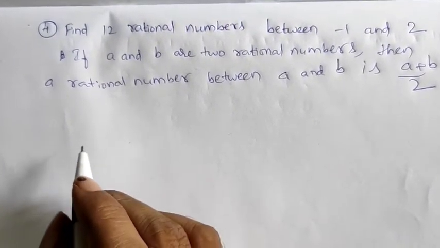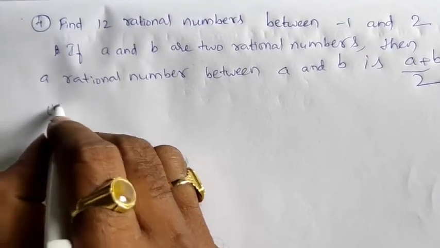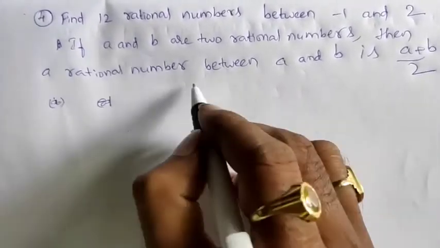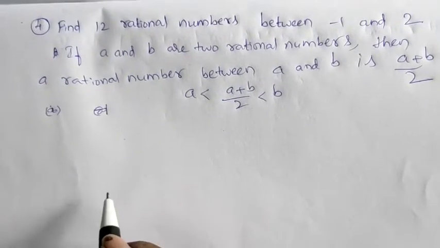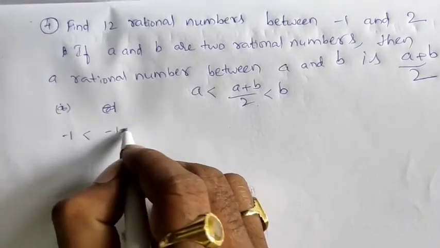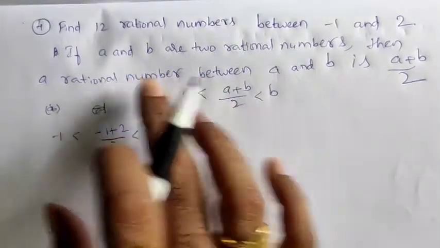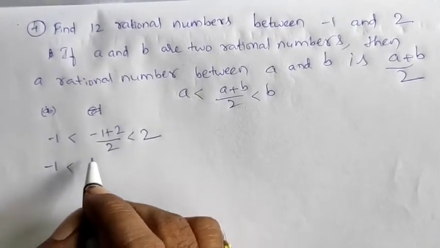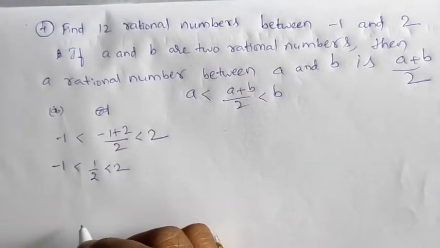Similarly, here we have to find a rational number between minus 1 and 2. If I write this formula, A is less than A plus B by 2, which is less than B. Now the numbers are minus 1 and 2. So minus 1 is less than minus 1 plus 2 by 2, which is less than 2. Am I correct or not? You have to take it in order, like minus 1 is less than 2. Now if we simplify, minus 1 is less than 1 by 2, which is less than 2. Okay, clear?